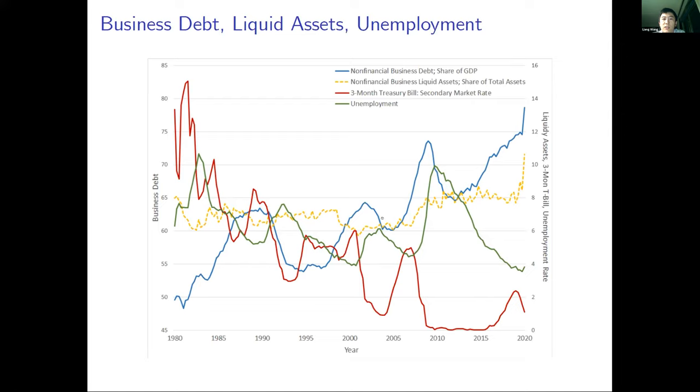We're also going to take into account the changing of the firm's liquid assets, which is shown to you by the dashed yellow line. Sorry, it's a little bit light, what I can see.